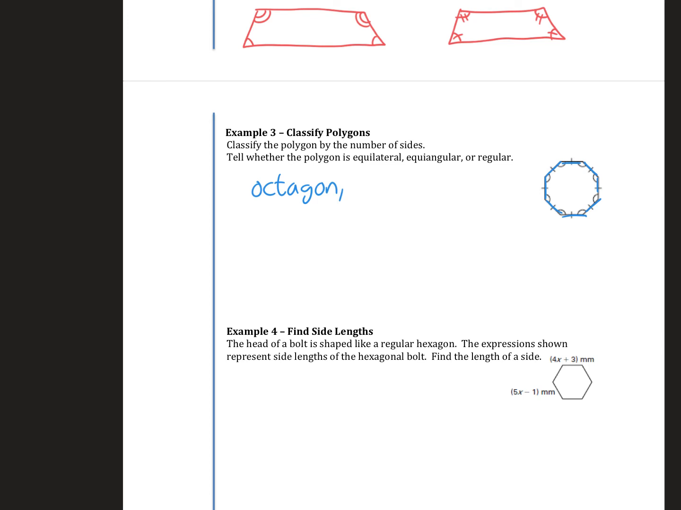And there's going to be a formula sheet that will have all the different types of polygons, okay?